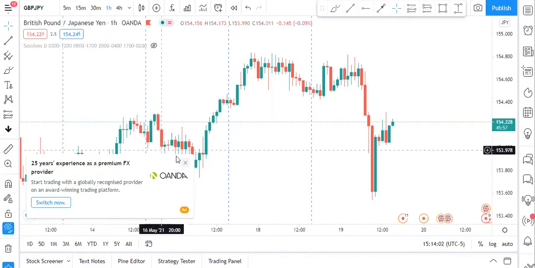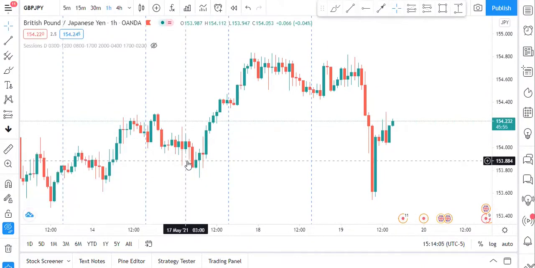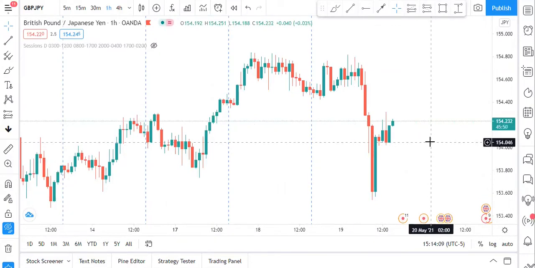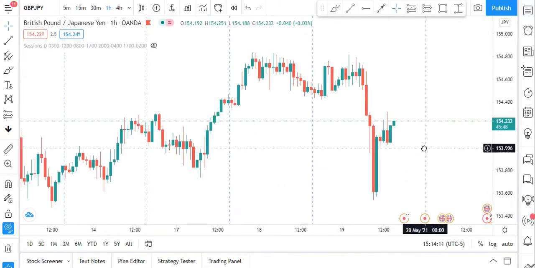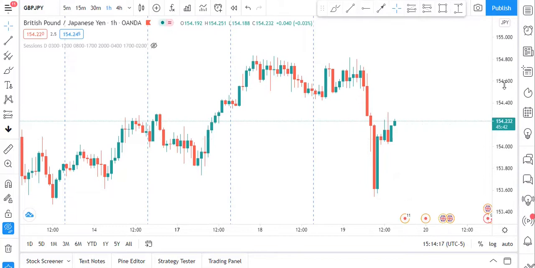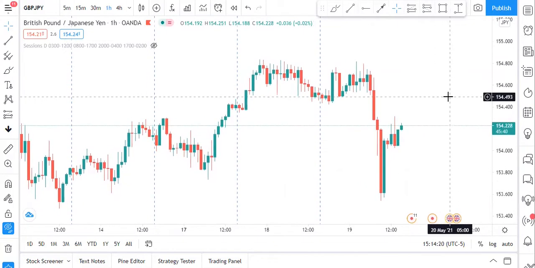First, let me show you. Here we have GBP JPY, which is my favorite pair to trade. And most of the time I'm going to trade on the New York session. Why? Because it is a time in which there is the most volume, and also because it is in my time zone. I wish I could trade London. Sometimes I do, sometimes I wake up and trade it.